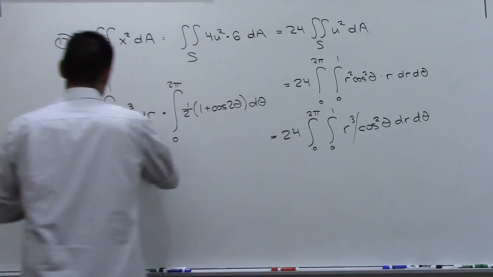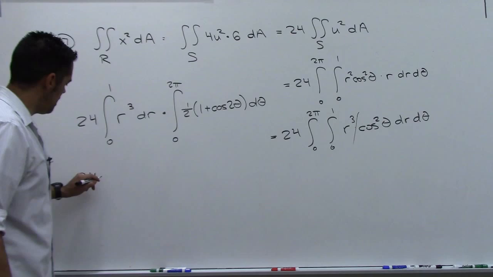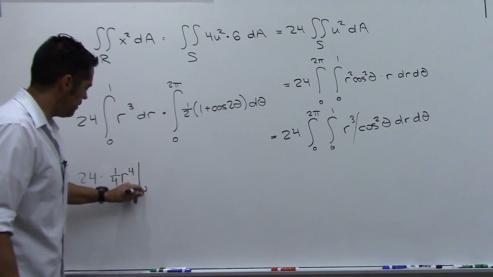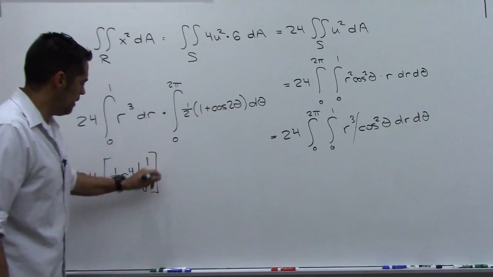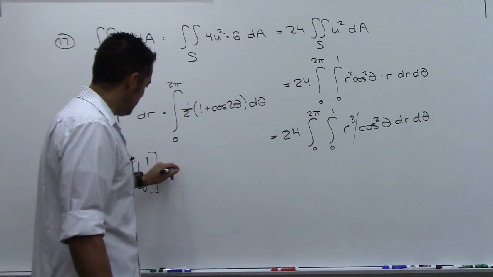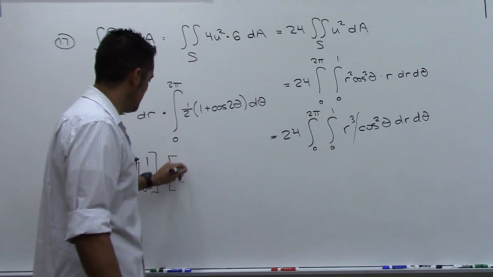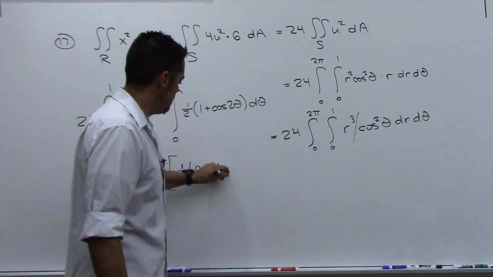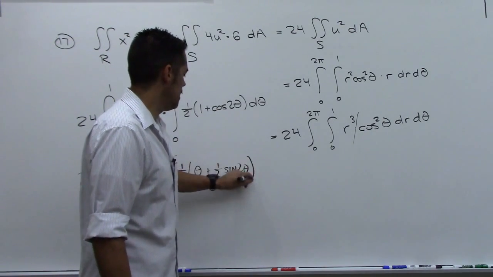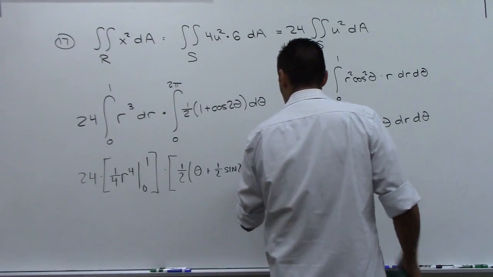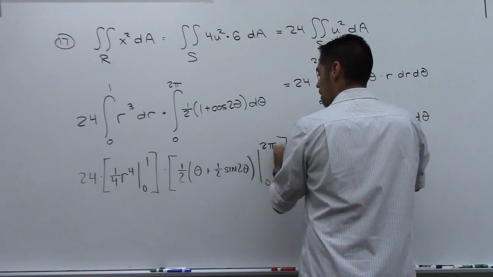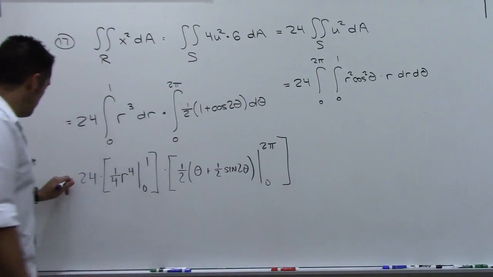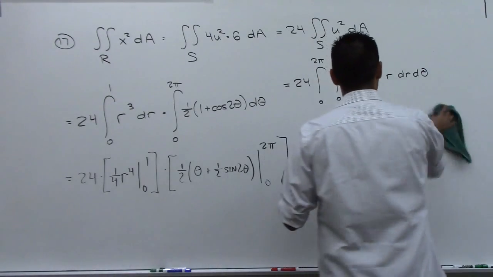So I have 24 times the antiderivative of this, which is 1/4 r to the 4th, evaluated from 0 to 1, times the antiderivative here: 1/2, antiderivative of 1 is theta, antiderivative of cosine 2 theta is plus 1/2 sine 2 theta, evaluating this from 0 to 2 pi. So I've got two evaluations to do, and then I'll just multiply that answer times 24. So I think I can fit this in right here.